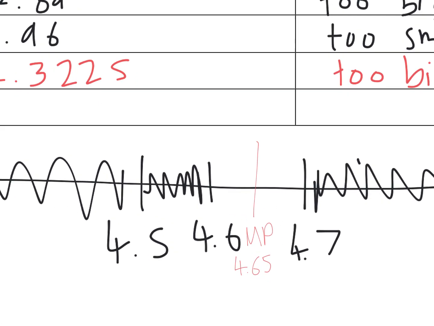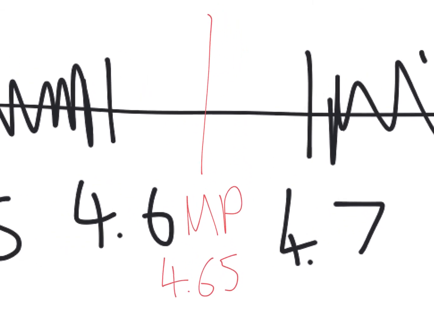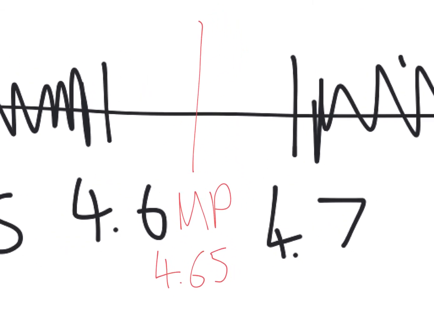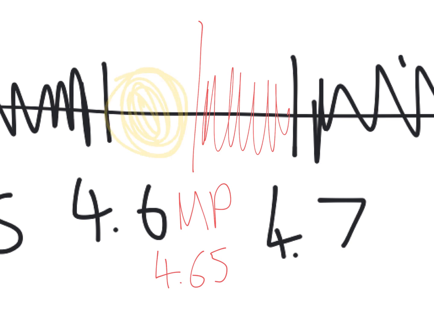So if we look at where our answer is, it's between 4.6 and 4.7, but 4.65 is too big, so everywhere here is too big. So the answer is somewhere in here. That's our answer. If you think about the numbers that exist between 4.6 and 4.65, think of an example in your head.